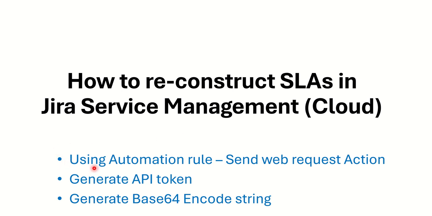We are going to do this using an automation rule. We need to create an automation rule and configure a send web request action. Before that, we need to generate an API token, and after that we need to generate a base64 encoded string, because we need to use this string in the web request action. So this is how we are going to do this, and let's go to Jira. I'll explain the scenario.